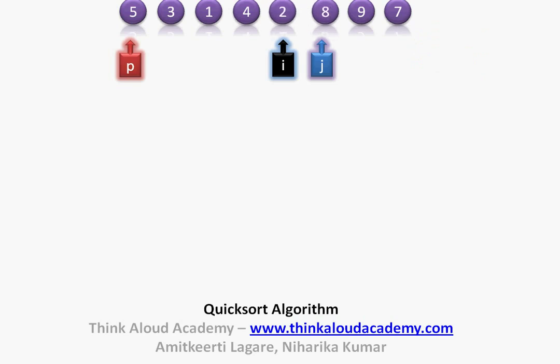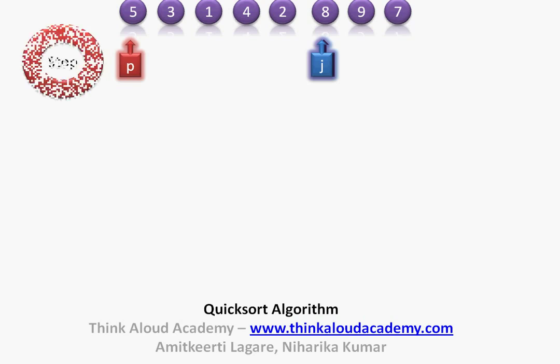So the elements 8 and 2 get swapped as 2 and 8, and then i continues its journey and points to the next element. As we were saying, i will stop when its value is greater than the pivot. So here we see that i points to 8, which is more than the pivot. So i stops at this point, and j resumes its journey towards the left-hand side.